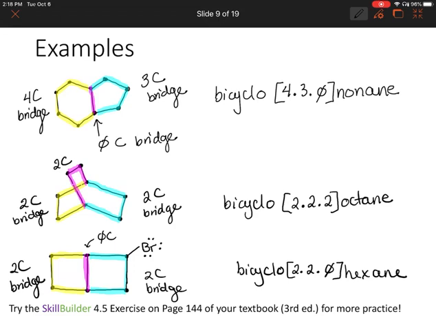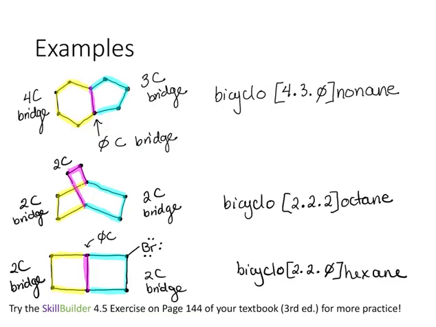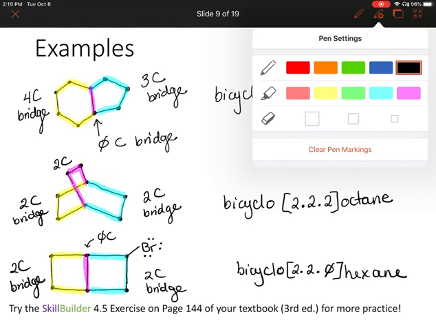All right, so we have to figure out though where bromine is on this ring. We have to give it a number. So remember on a couple slides ago, or the last slide, number 3 said number the rings starting at a bridgehead around the largest ring, then progressively move to smaller rings. Now, in this situation, the largest ring is just the outside of this. So I'll just number it for you so you can kind of see what that looks like.